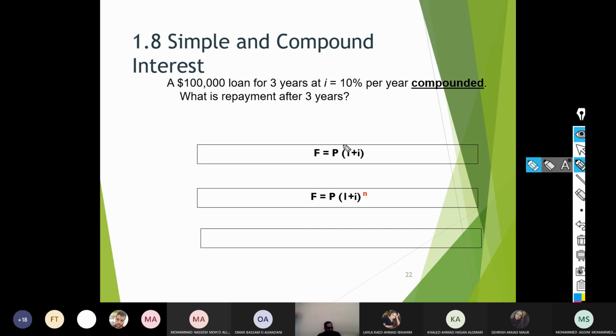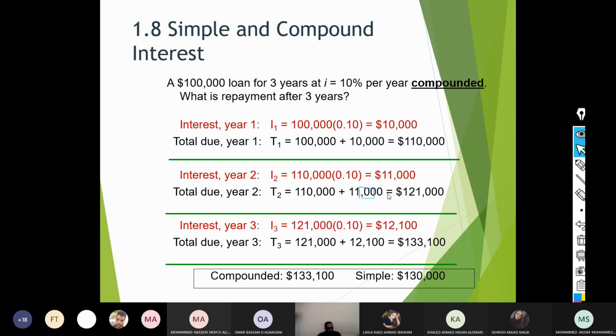An important aspect, this is only if you have 1 year. What if I have 10 years? It's the same concept. Actually, what I'm doing, I'm only putting to the power of n. Let me refer back to what I mean.